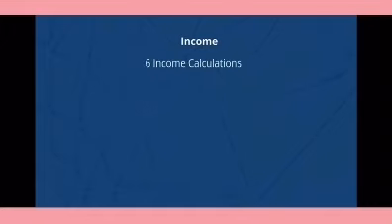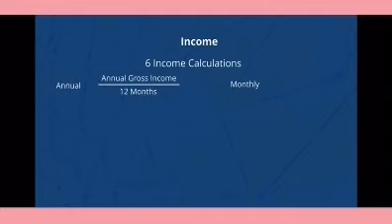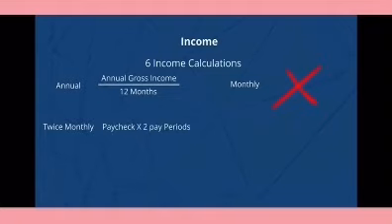There are 6 income calculations that are essential to know when we are talking about calculating income. If the borrower is paid annually, the calculation is annual gross income divided by 12 months. If the borrower is paid monthly, there is no calculation. If the borrower is paid twice monthly, for example, they are paid on the 5th and the 25th of the month, the calculation is the amount of each paycheck times 2 pay periods.